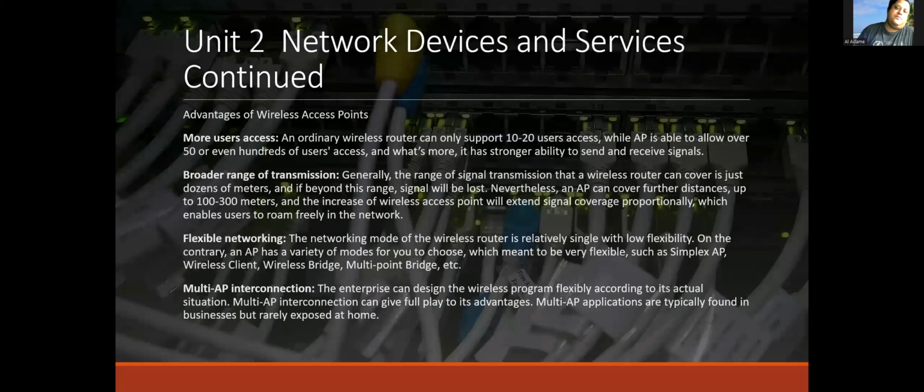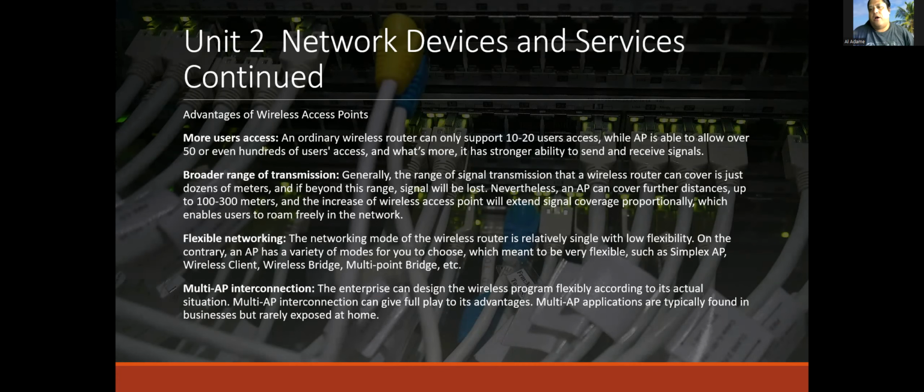Advantages of wireless access points. More user access. An ordinary wireless router will only support 10 to 20 users accessing it. While an AP is able to allow over 50 or even hundreds of users access. And what's more, it has a stronger ability to send and receive signals, which is great. That's what they're built for. They're built to take the punishment of having multiple users on.